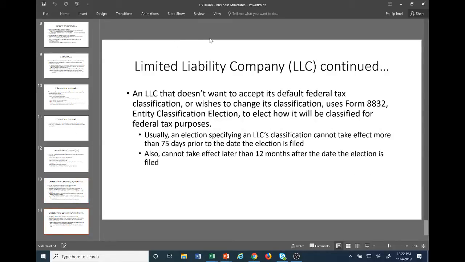And the LLC that doesn't want to accept this default federal tax classification, or wishes to change its classification, obviously uses Form 8832, the entity classification election, and they can elect how it'll be classified for tax purposes. And just a little bit of rules here on it. Usually the election specifying the LLC's classification cannot take effect more than 75 days prior to the date of the election being filed, and it cannot take effect later than 12 months after the date the election is filed. So just a little bit of time frames there that relate to Form 8832, the entity classification election.